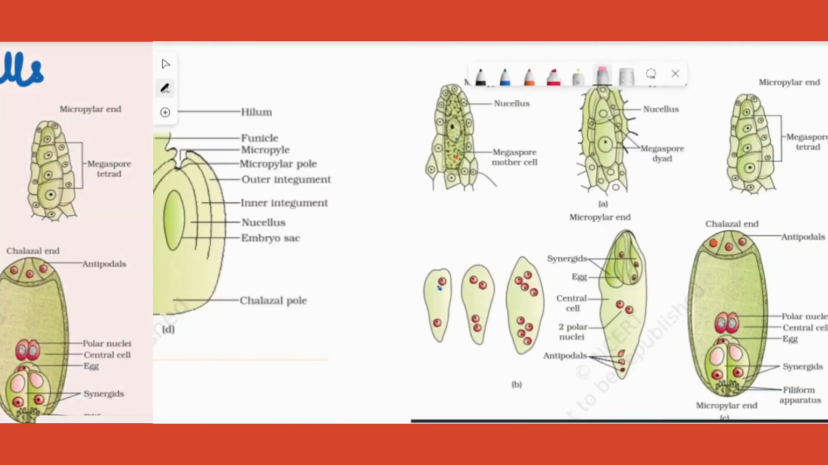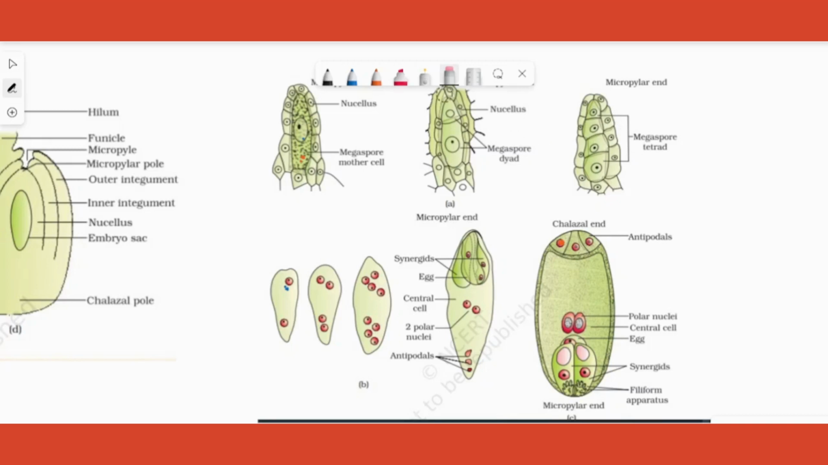Everything else remains the same. So now what do we have? We have 4 megaspores produced. In all the 4 megaspores, we will label as N.